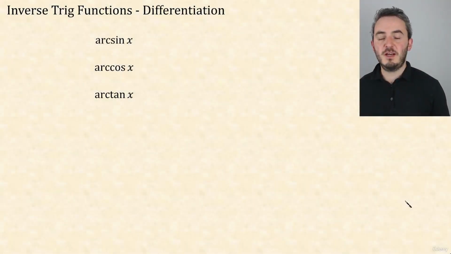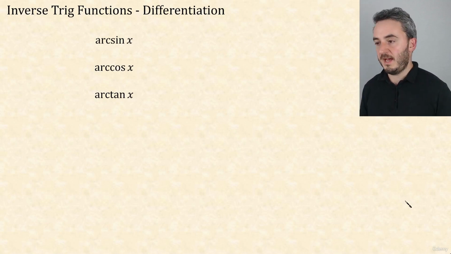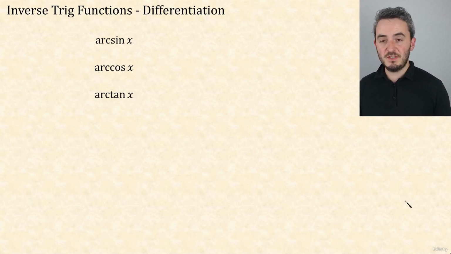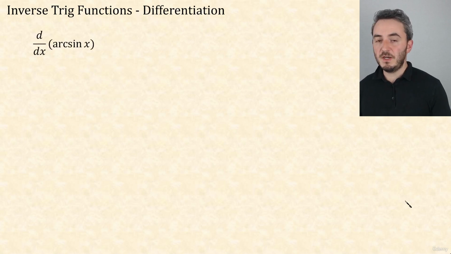In this video, we're going to learn how to find the derivatives of the three most common inverse trig functions: arcsine, arccos, and arctan. In each case, we're going to do a full derivation using implicit differentiation, and then in future videos, we'll look at how to use these results. So let's start with finding d by dx of arcsine x.